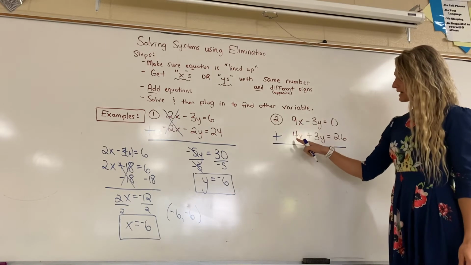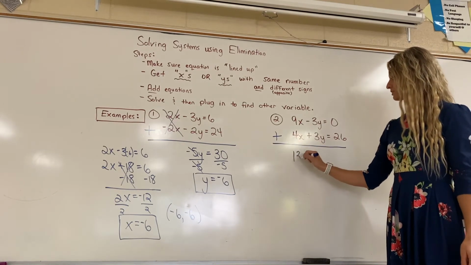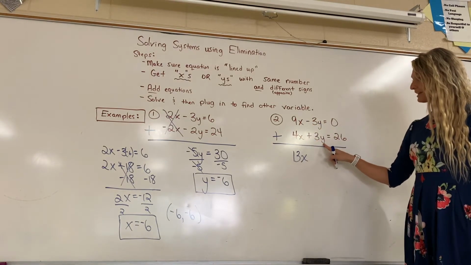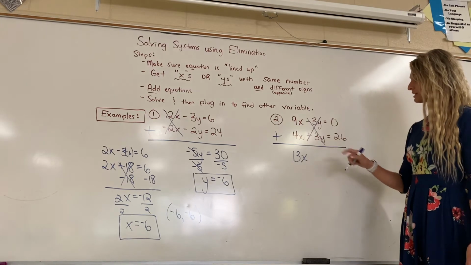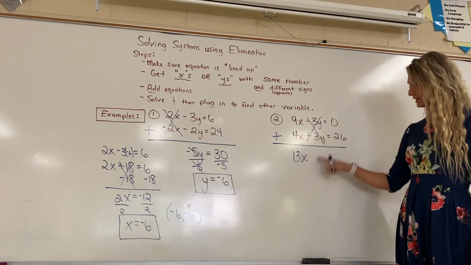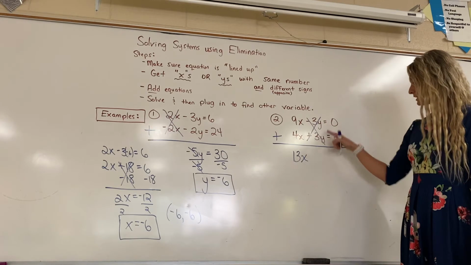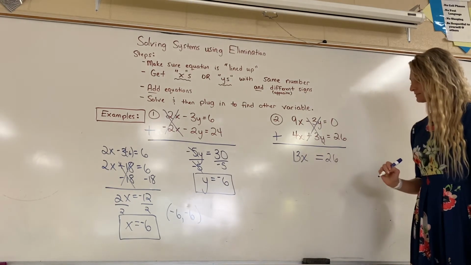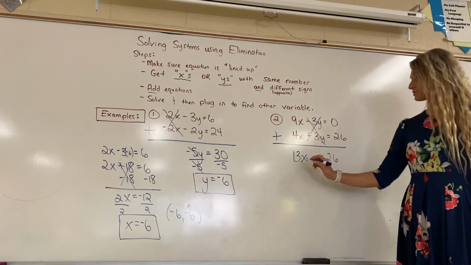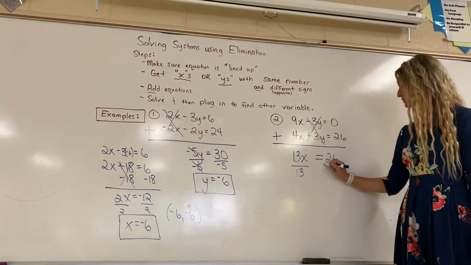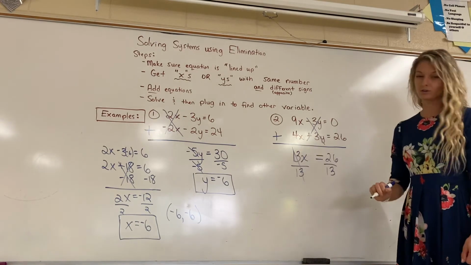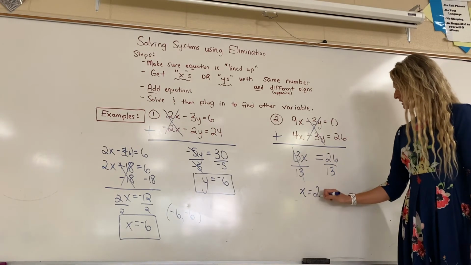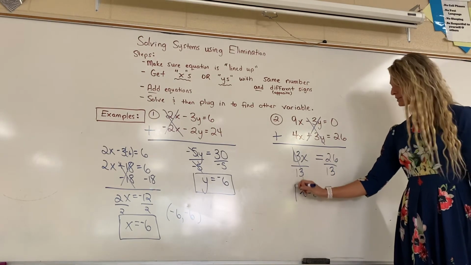So when I add them, 9x plus 4x, that ends up being 13x. The negative 3y plus 3y, that actually goes away. That's the eliminated part, and that's the reason why you want that to happen, is so that it goes away. So that's 0. I'm going to bring down my equals, and then 0 plus 26 is 26. Then you just solve. So to solve this, I divide by 13 on both sides. So 13 over 13 is 1. And then x is equal to 26 over 13. It goes 2 times.